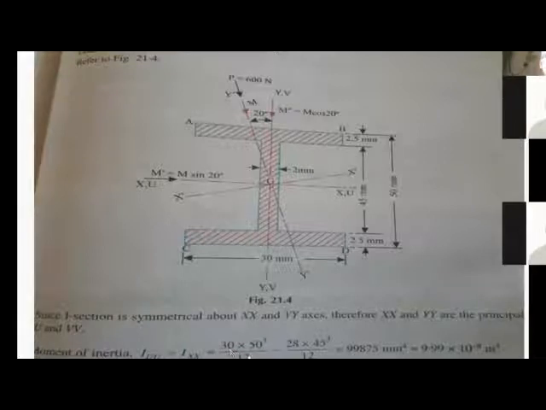30 into 50 cube by 12 for the outer rectangle. This is 30 and the total depth is 50. So 30 into 50 cube by 12 is the moment of inertia for the outer rectangle about the XX axis or UU axis, minus 28 into 45 cube by 12. The total width is 30 and this is 2 millimeters, so the width of the inner rectangles put together is 30 minus 2, that is 28. So 28 into D cube by 12, and D is again 45. So 28 into 45 cube by 12. This gives you IUU, IXX.